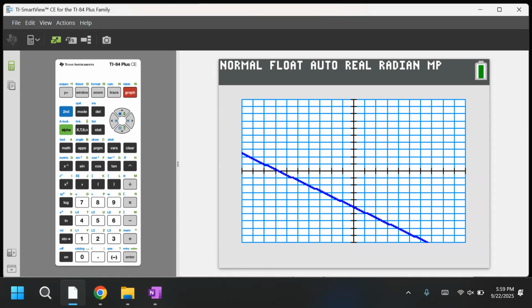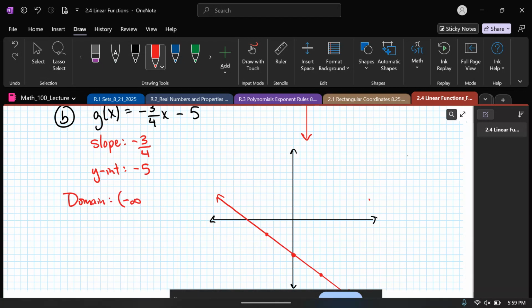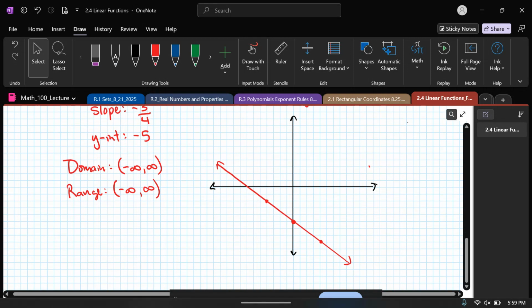What's the domain and the range? All real numbers. I'm just going to write it in interval notation. And if you want to write it in the other notations, you can, because we've done that quite a bit today. All real numbers. We were in slope-intercept form, that's why. Okay. All right.